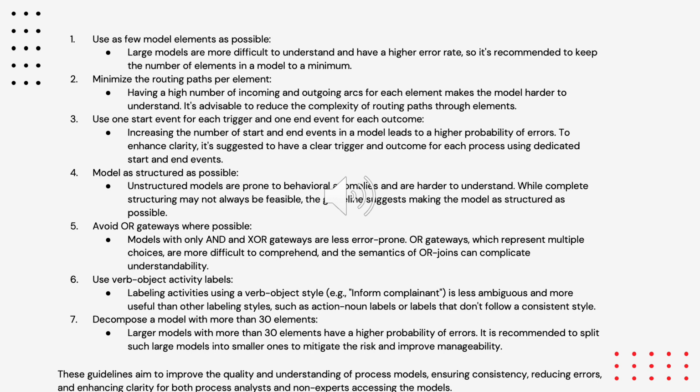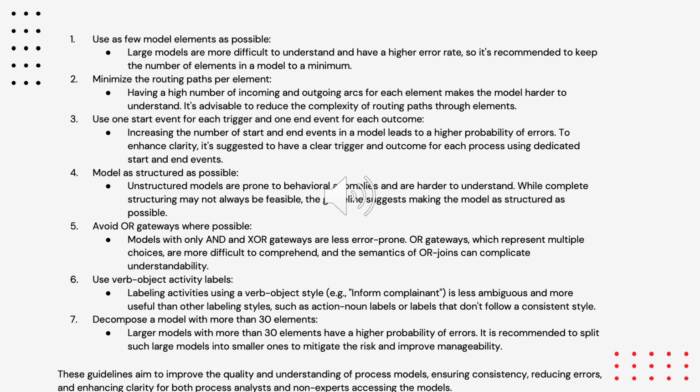In this slide, we're going to discuss the 7 steps to improve the quality and understanding of process models. The first step, use as few model elements as possible. Large models are more difficult to understand and have a high error rate, so it is recommended to keep the number of elements in a model to a minimum. And the second one is minimizing the routing paths per element. Having a high number of incoming and outgoing arcs for each element makes the model harder to understand, and it's advisable to reduce the complexity of the routing paths through elements.